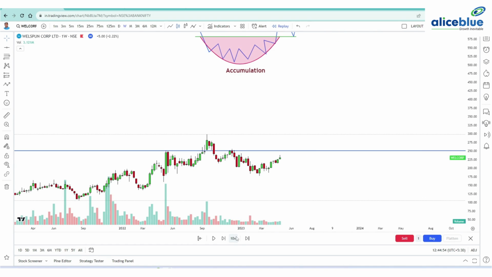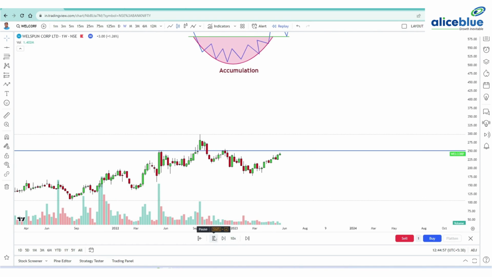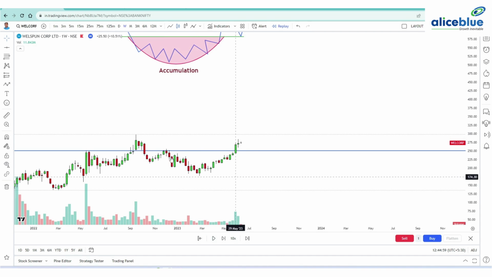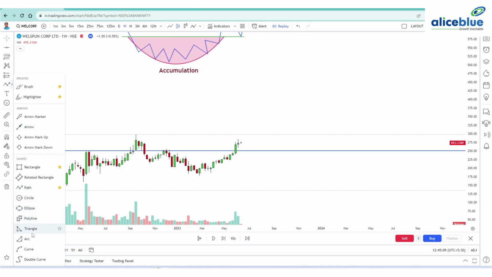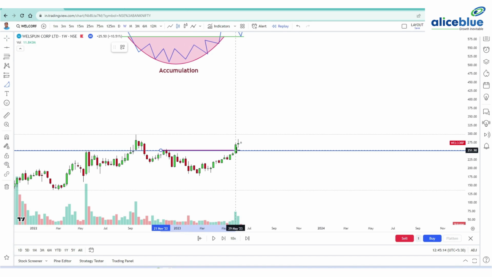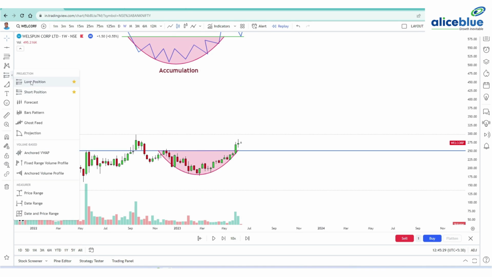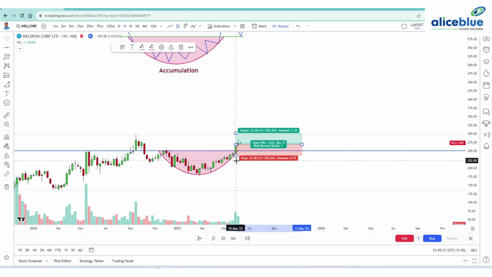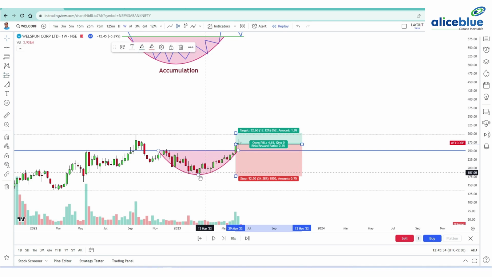So now let's see the price formation. You can see clearly it's created a rounded bottom and it is taken out. So here we take the arc tool, and you can see here it's clearly a rounded bottom. So this level is taken out. We can take our entry over here and our stop loss below the bottom of the swing.